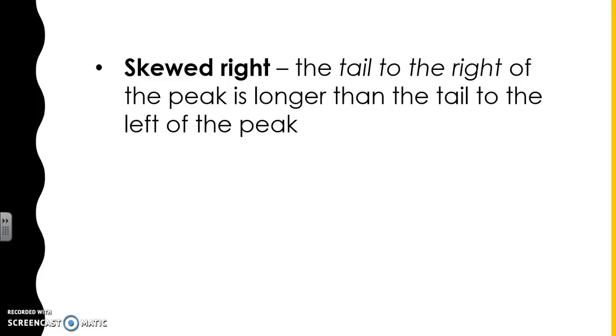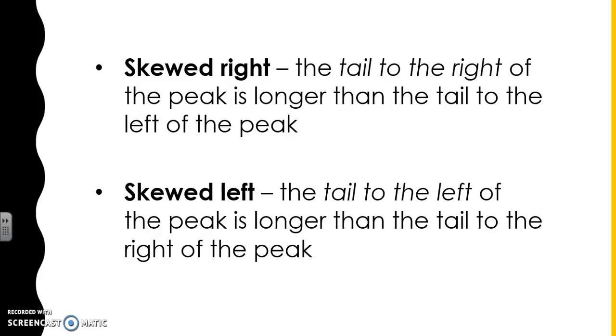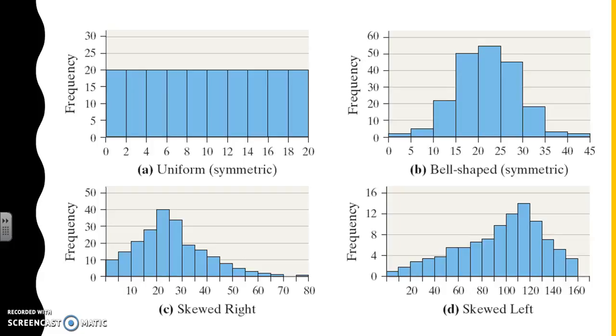The next type we have is skewed right, and that's where the tail to the right of the peak is longer than the tail to the left of the peak. And the next type we have is skewed left, where the tail to the left of the peak is longer than the tail to the right of the peak. So let's look at these visually.